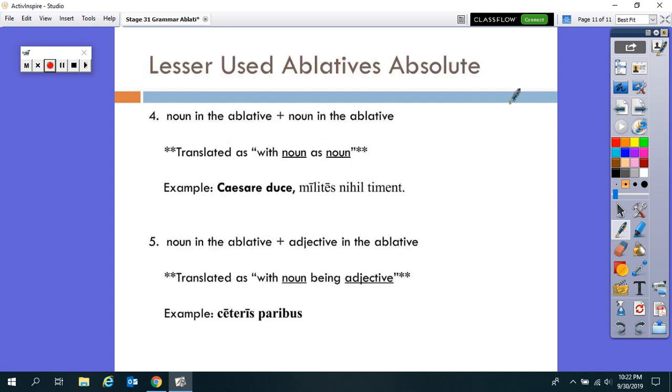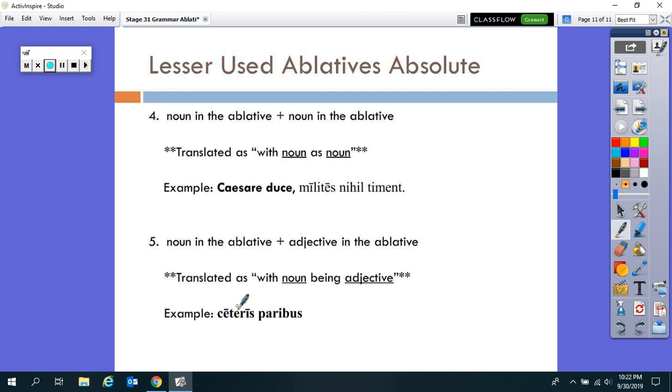Now, an ablative absolute can also appear in two other ways. Sometimes you can have two nouns back to back in the ablative that are translated as with noun as noun, which maybe sounds crazy, but check out the sentence: Caesare duce milites nihil timent. So with Caesar as the leader, the soldiers fear nothing. These are lesser used, but sometimes you'll see two nouns back to back, or sometimes you'll see a noun in the ablative plus an adjective in the ablative, and it's with the noun being adjective. I know that sounds confusing, but check this out.